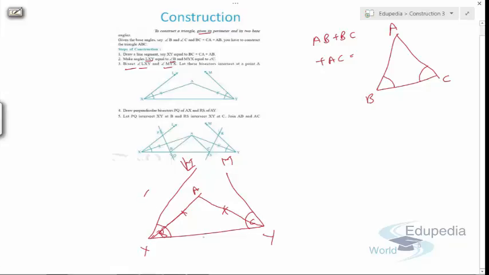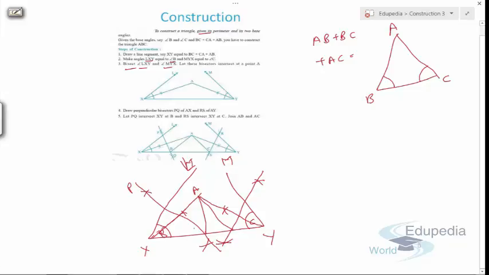Again we follow the same step, open more than half, right? And then we draw a line passing through these points. Again we open more than half, then again we draw a line, right? Then what we need to do is join these intersection points of these perpendicular bisectors.